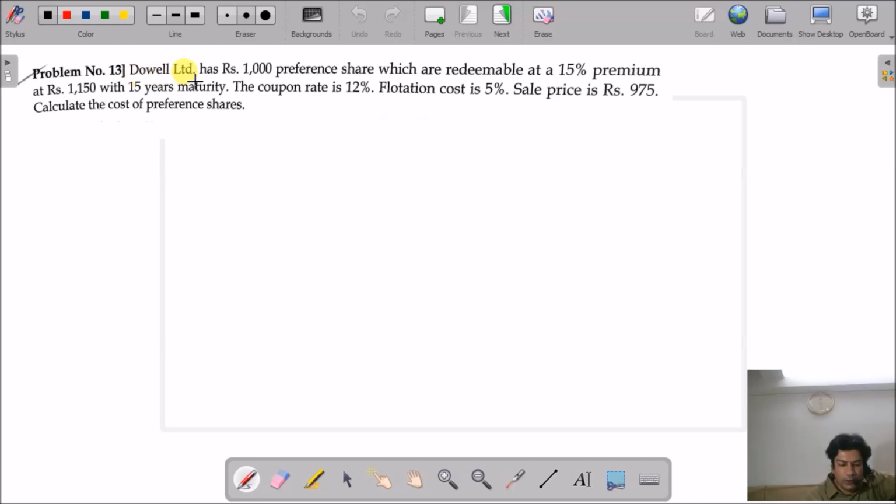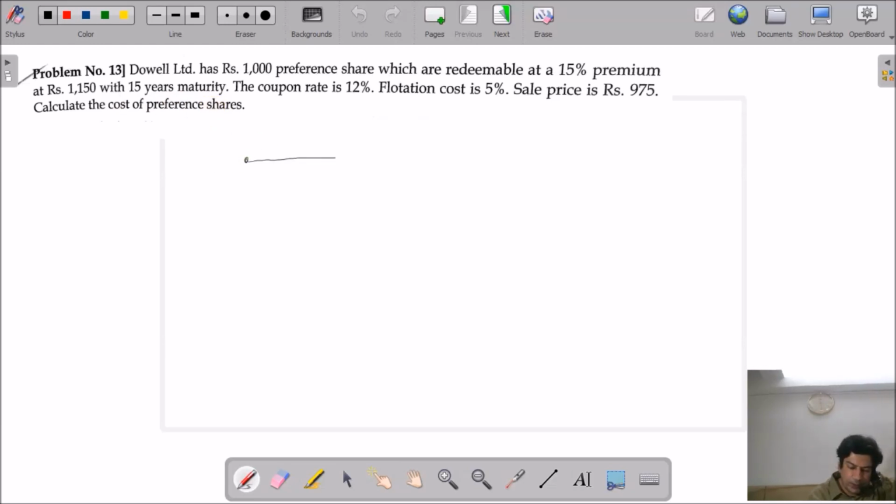So Dowell Limited has 1000 rupees preference shares which are redeemable at 15% premium at rupees 1150 with 15 years of maturity. The coupon rate, which is the preference dividend rate, is 12%. The flotation cost is 5%. The sale price is 975, and you have to calculate the cost of preference shares.